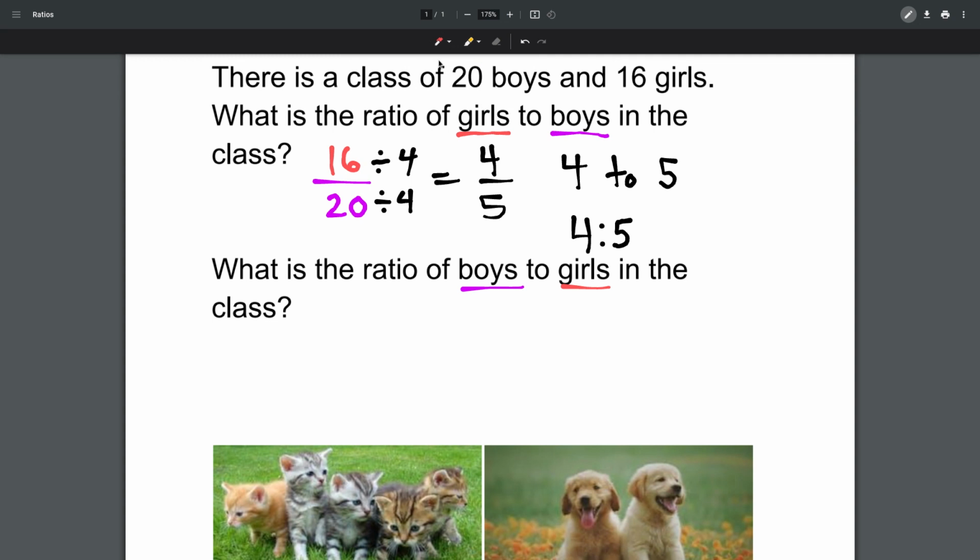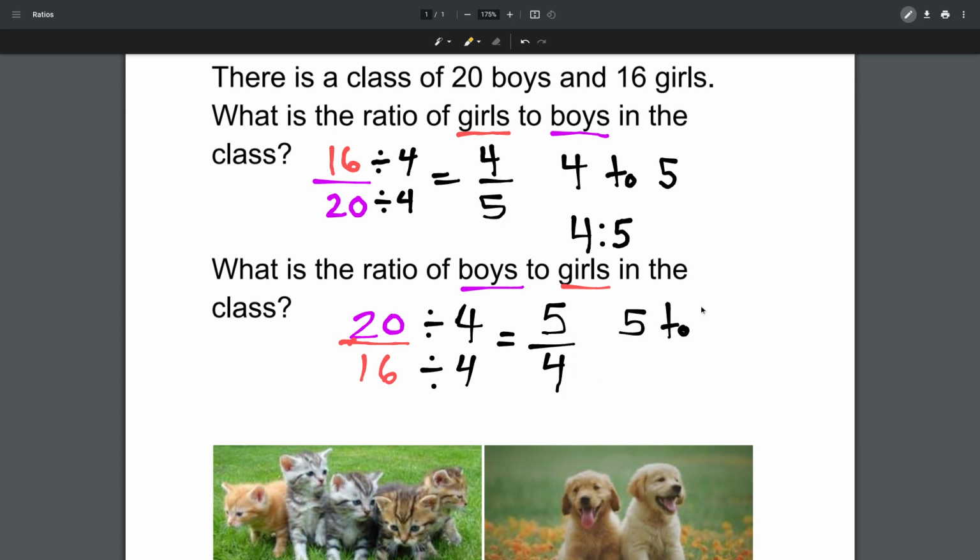So if we want to write boys first, well, there's 20 boys to 16 girls. And again, we can simplify this by dividing out the greatest common factor of both, which is going to be 4. And so the ratio of boys to girls in the class is 5 to 4, which we can write as the fraction. We can also write it as 5 to 4, or write it with a colon, 5 to 4.